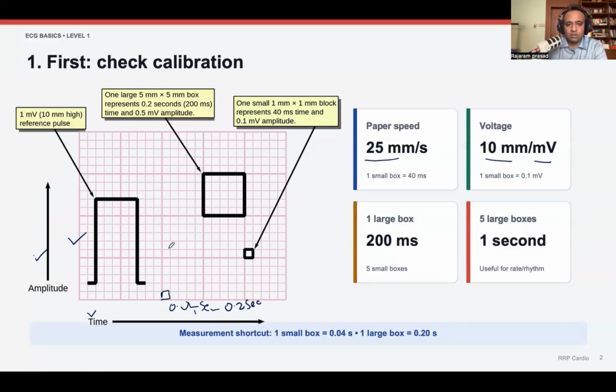So you remember this is for time, and as well as for voltage, you know how much is each small 1 into 1 millimeter block represents 40 millisecond time and 0.1 millivolt amplitude. So one big box represents 0.2 seconds, that is 200 millisecond time, and 0.5 millivolt. And our reference is 1 millivolt and 10 high. So this is very important. You always look for this in your ECG. When you have taken an ECG, you have to see exactly this standardization is there.